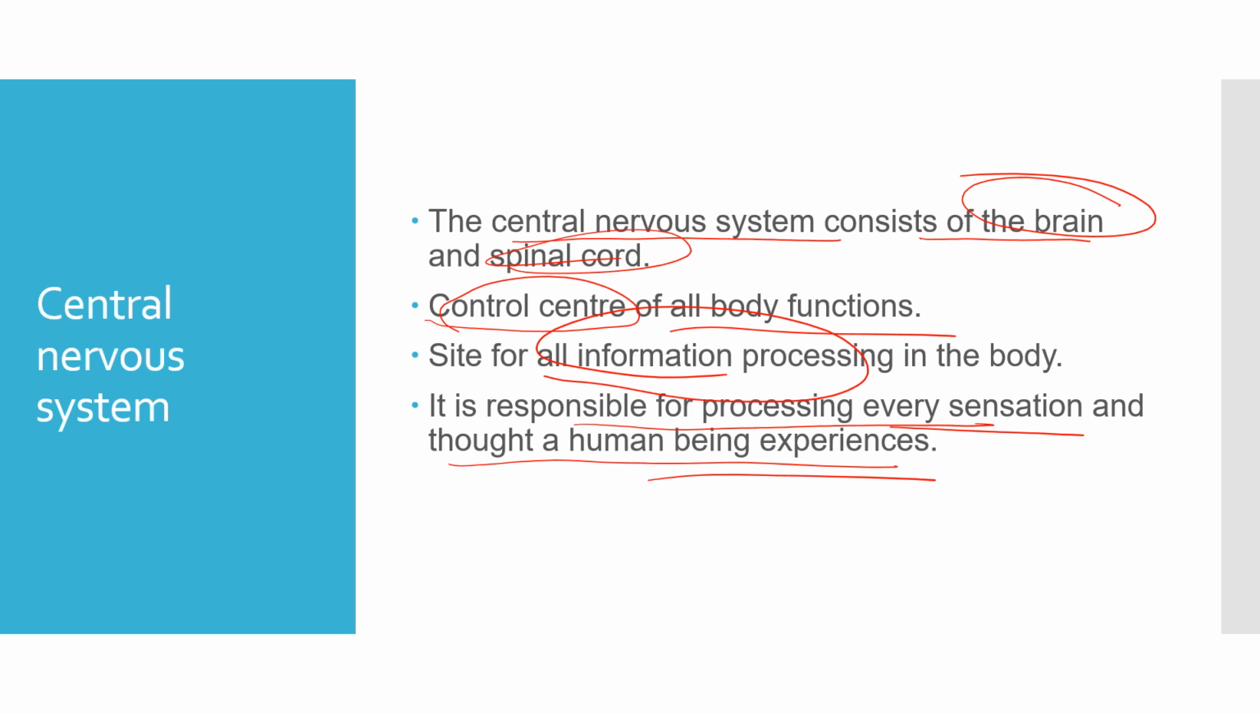So if any damage or any problem happens in central nervous system, what is happening? It is unable to process all the information. It is unable to feel the sensation or thought a human being should have, or the human experience. So it is rather causing an information processing delay or information processing problem in a human being. So every sensation or thought of a person comes from the central nervous system.